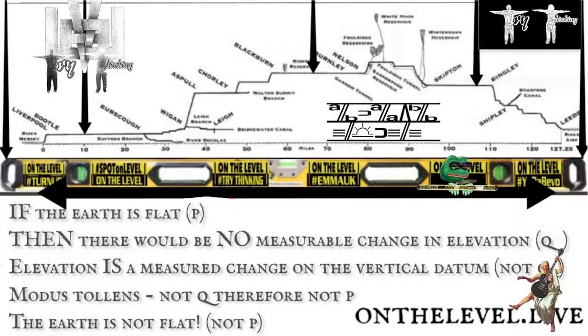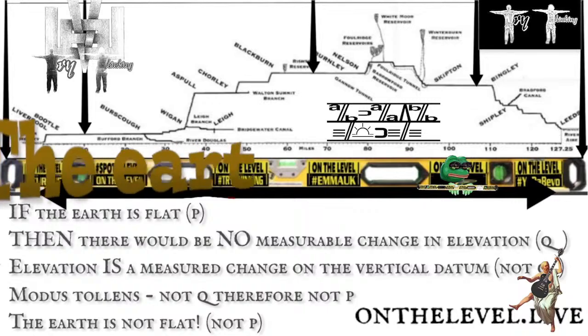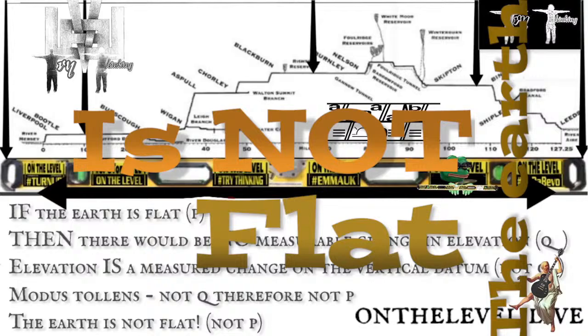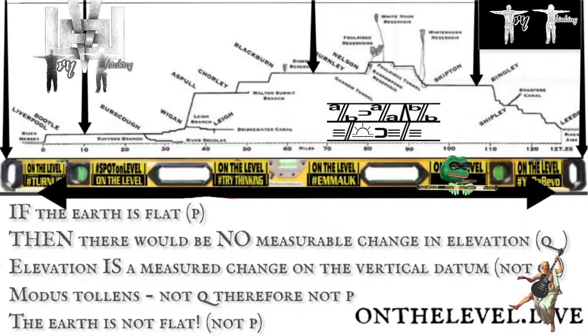If the Earth is flat, Pete, then there would be no measurable change in elevation. Q. Elevation is a measured change in the vertical axis, therefore not Q. Therefore Earth is not flat. And in maths you can prove whatever you like. I'm saying it's not physics. That's all that I'm saying.